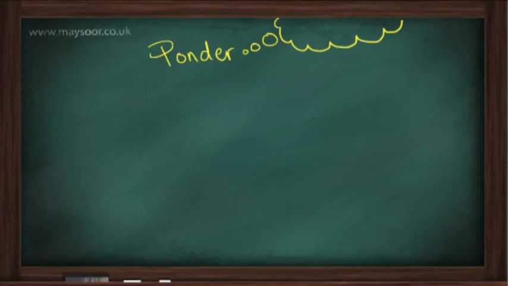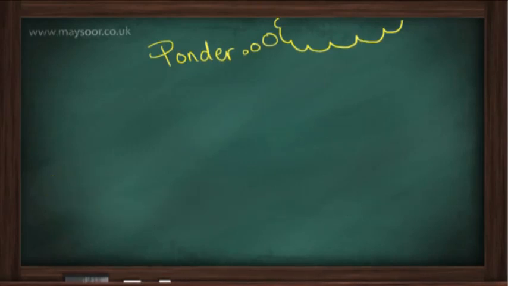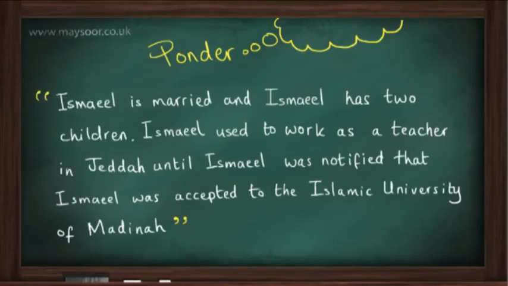It was mentioned in lesson 1 that Arab grammarians consider pronouns as nouns. This is because a pronoun takes the place of a noun to avoid repetition. Ponder over the following passage. Ismail is married and Ismail has 2 children. Ismail used to work as a teacher in Jeddah until Ismail was notified that Ismail was accepted to the Islamic University of Medina. What's wrong with the following passage?